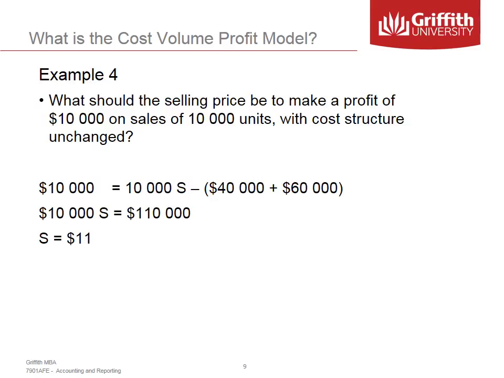And so again, put it into the same equation, except that this time P for profit equals $10,000, and using 10,000 units for sale, 10,000 times S, the selling price. Now in this example, we are solving for S, minus the total costs, again, $40,000 are fixed, and the $60,000 is calculated by taking the variable cost per unit, which is $6, and multiplying it by 10,000 units for sale. So when we solve for S, we get S, the selling price, must equal $11.